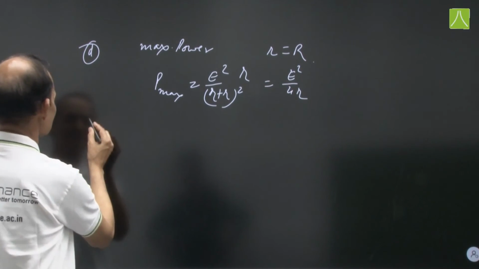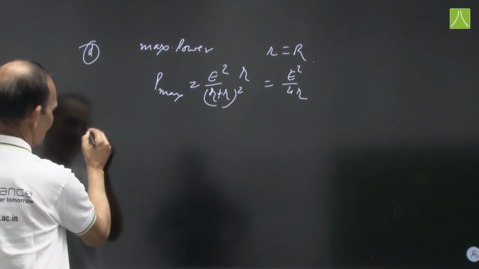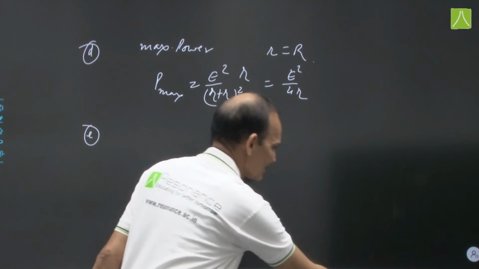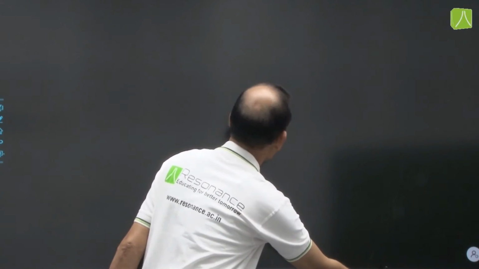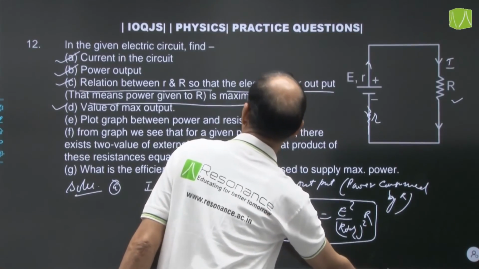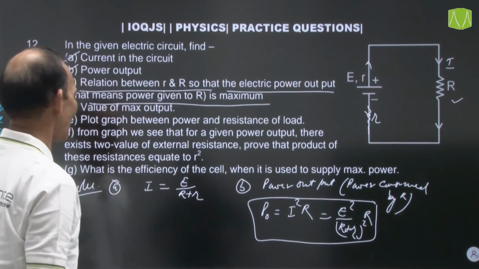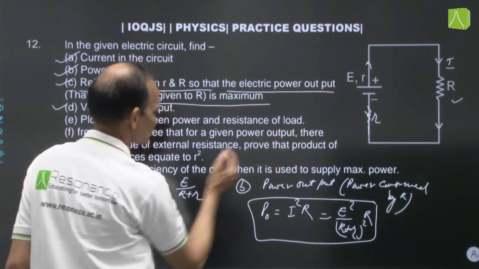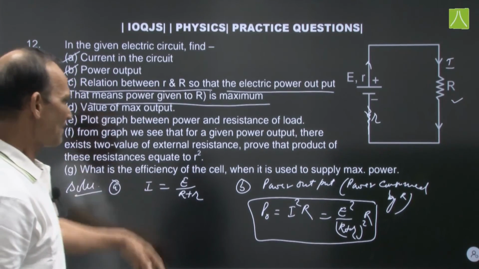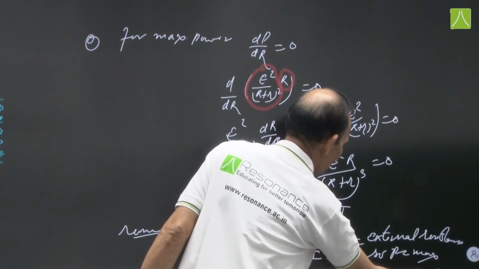Now the next part is E. E part is to plot a graph between power and resistance of load, P and R.